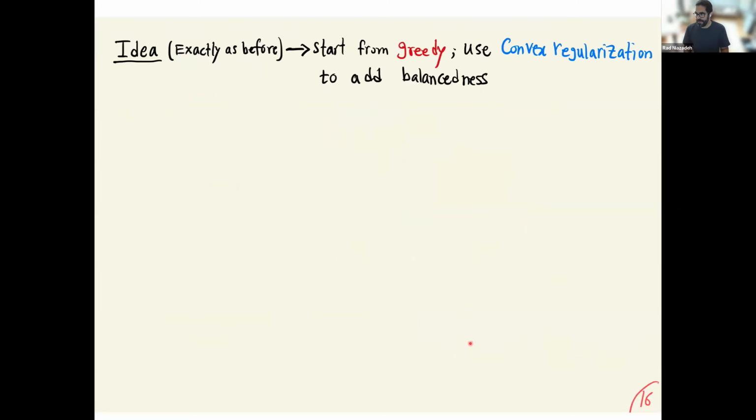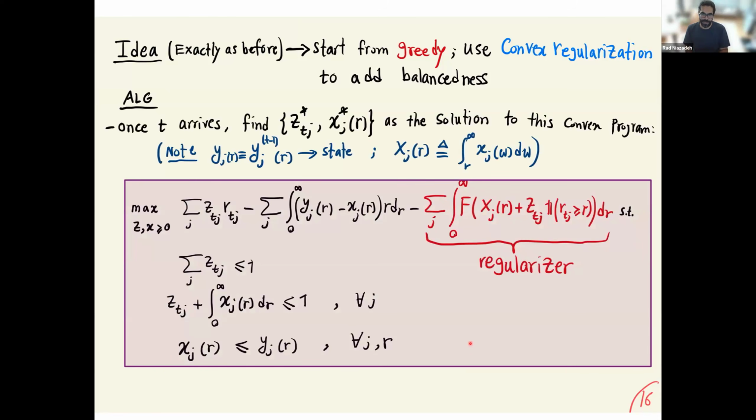We are going to follow the same recipe as before. We start from the greedy algorithm for this problem, which is the one that tries to maximize the reward that you collect in each round t when the online node t arrives. Then we are going to use convex regularization to add balancedness. Because remember, the goal of this tutorial, part 1, is to not be as smart, is to kind of follow this recipe blindly to some extent, to have an algorithm, and also to analyze the algorithm.